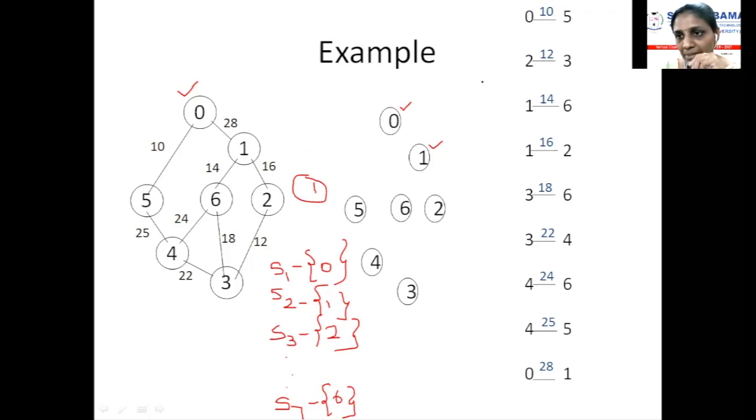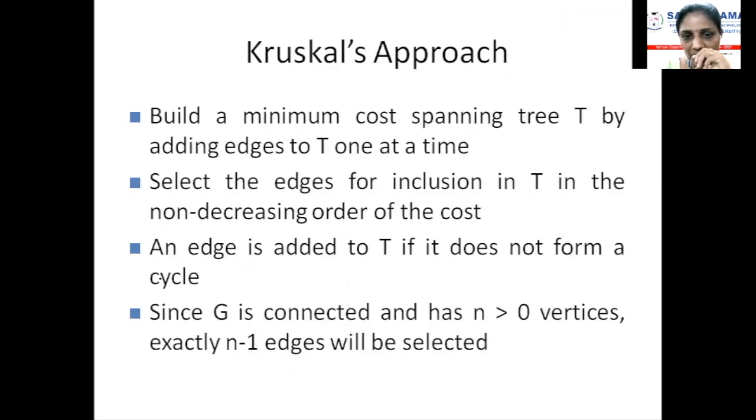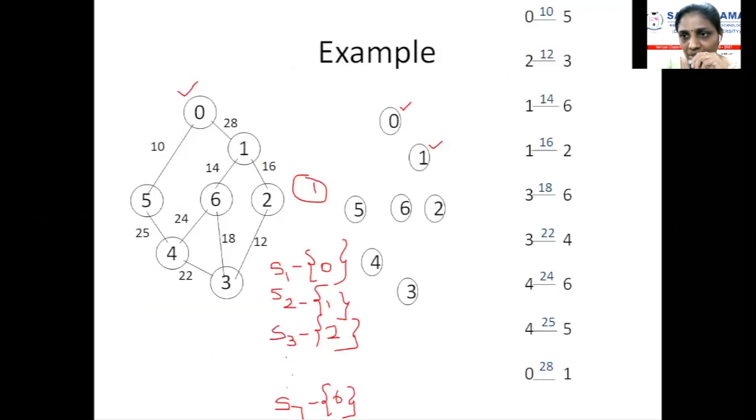Okay, what is my step number 2? I arrange all the edges in the non-decreasing order. You saw it in the algorithm. It says non-decreasing order. Okay, so what do I do? Non-decreasing order is nothing but ascending order. So all these edges which are connecting the vertices are arranged in ascending order.